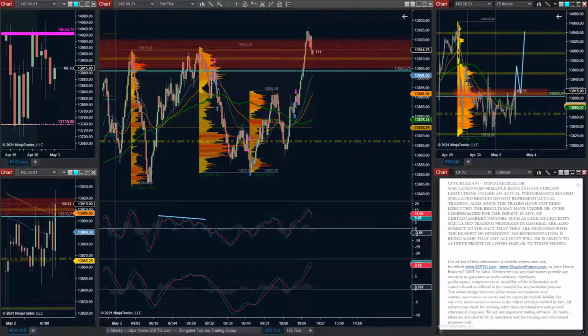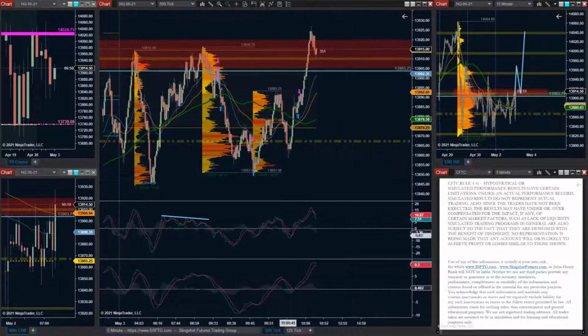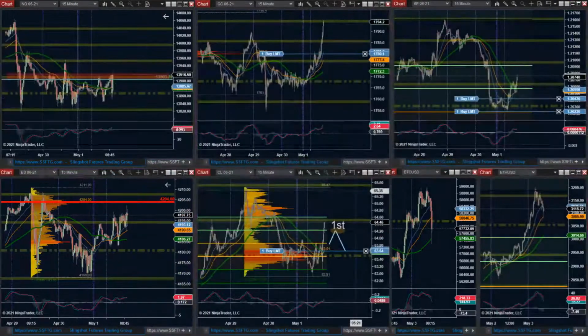NASDAQ has broken above the highs of resistance and is attempting to get its continuation back higher. Nothing happening on the swings. If anything, it's just getting further away. S&P still has not made it up to 4204, although that is the major zone of resistance.